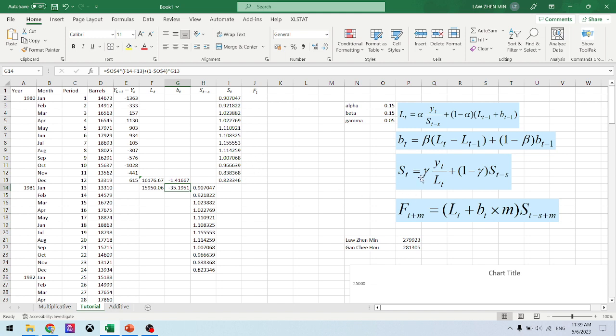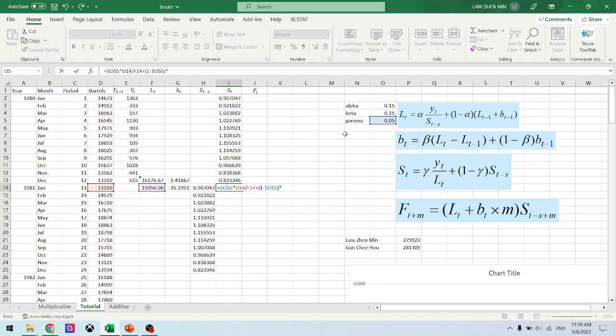And next is the seasonality component. So same as usual, gamma, fix, multiply with the current y value, and divided with the current level component, plus 1 minus gamma, multiply by the st minus s, which is this one. So hit enter. So that is the seasonality component.